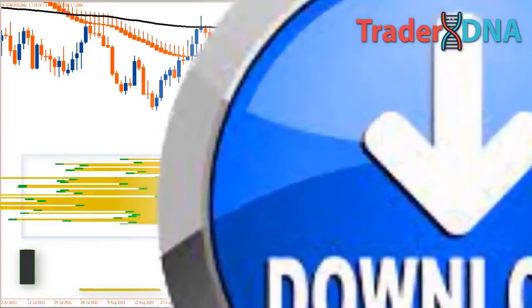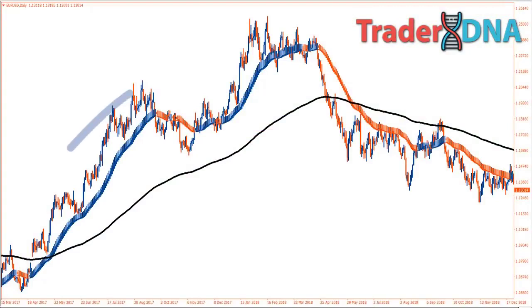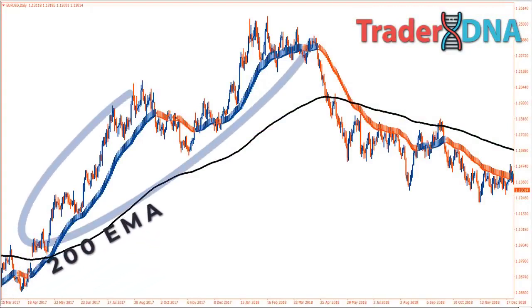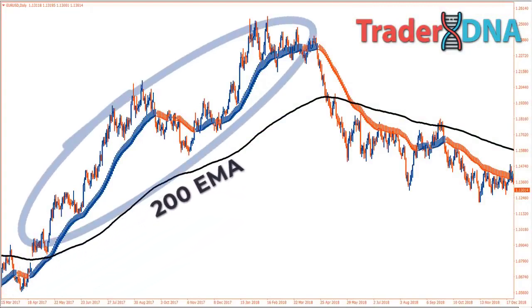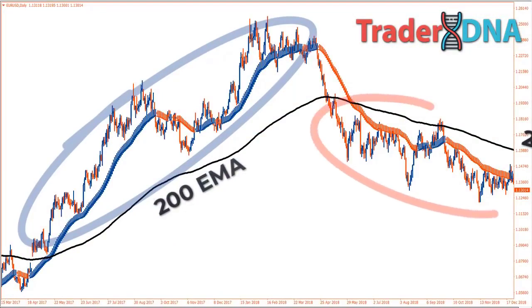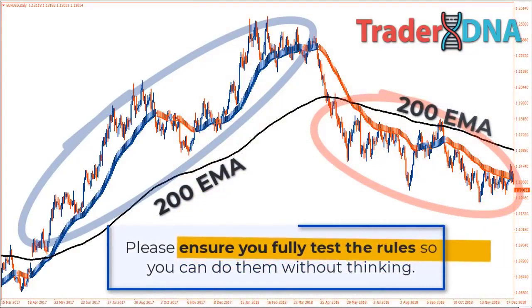Trading rules. Only buy above the 200 period EMA once you have smoothed HEIKEN ASHI candles pointing to the upside. Conversely, we're going to sell only below the 200 period EMA once we have smoothed HEIKEN ASHI candles pointing to the downside. Please ensure you fully test the rules so you can do them without thinking.